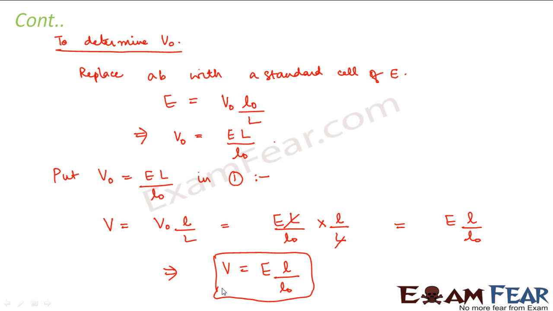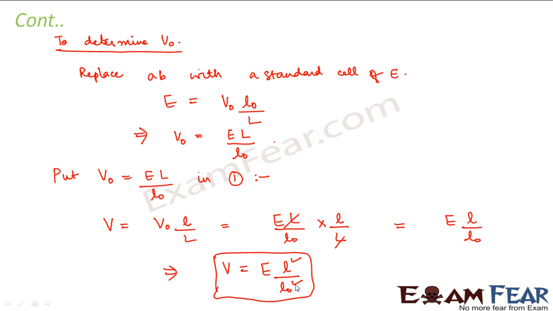So this is how we can find out. l we already know, that is the point where the deflection of the galvanometer came out to be 0. What is L naught? L naught is when we replaced that other circuit with a standard cell. That time where the deflection of the galvanometer came at 0, that was L naught. Right? So using these values we can find out the potential difference between the points A and B.